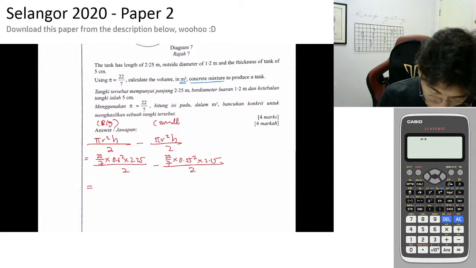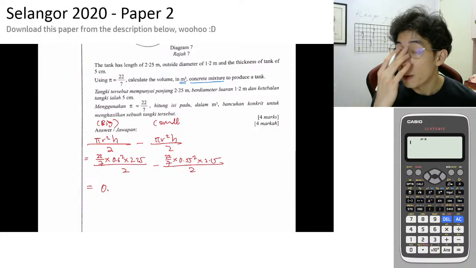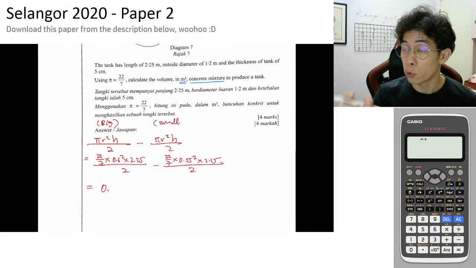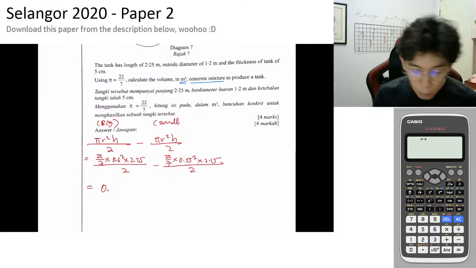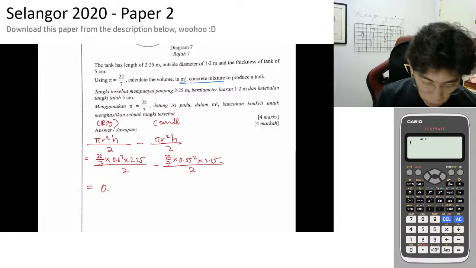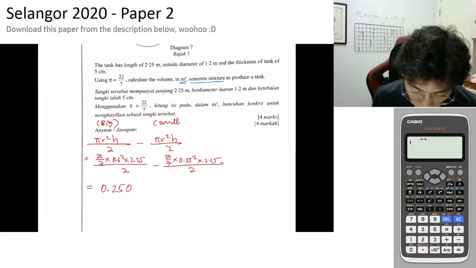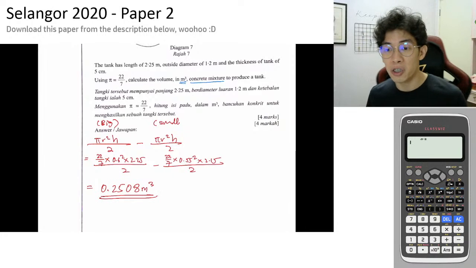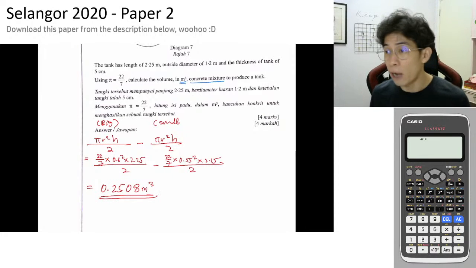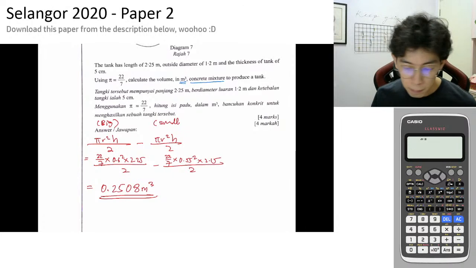Because the calculator's next solution doesn't have the specific fraction, it will be hard for me to display for you. So that's why I type everything and then only I divide by 2, then I straight away get the answer. Instead of coming out with all the things. So that will be my answer in meter. 0.25 meter cubes. Some of you might say, teacher, can I put 0.25 only? Yes, 2 decimal points is the minimum.